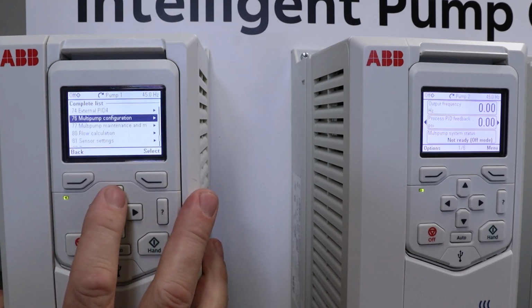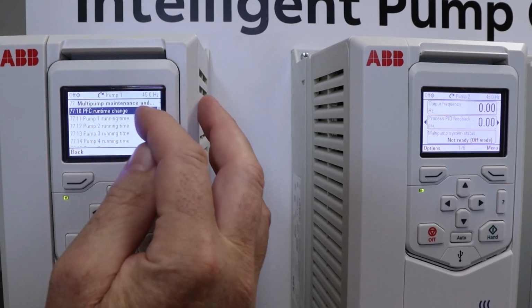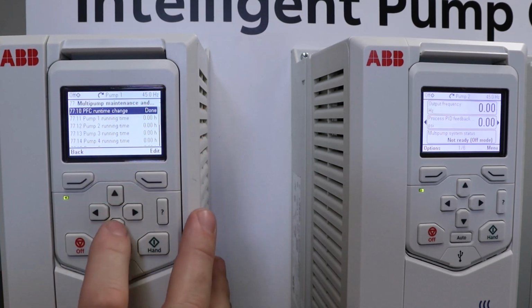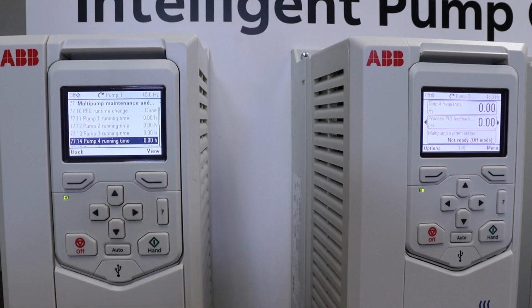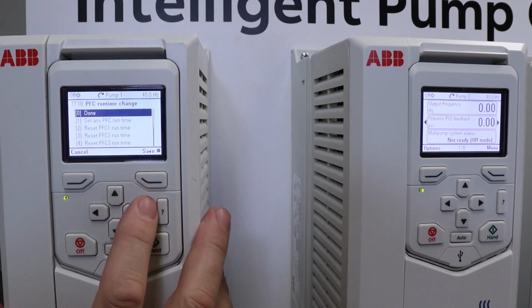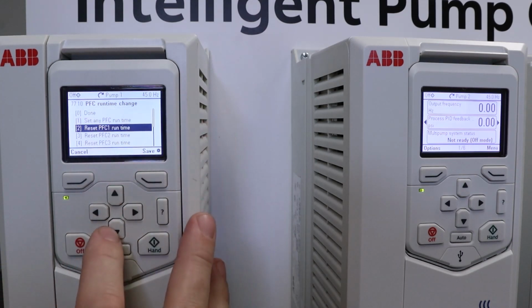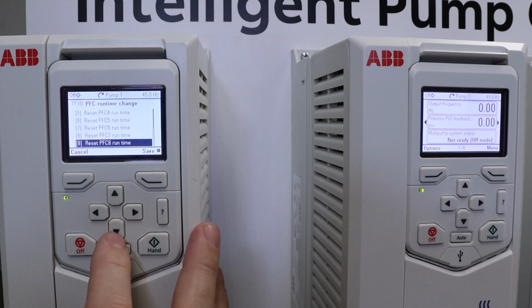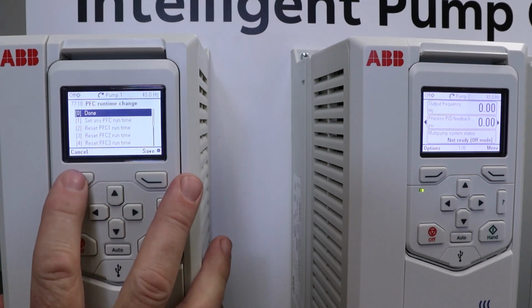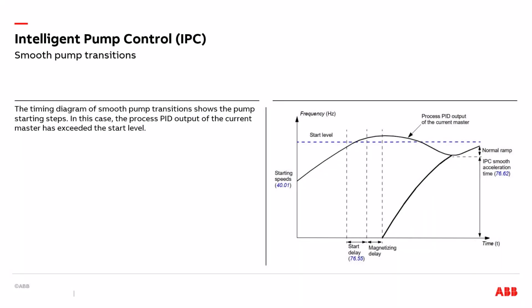I can back up, and I can look at multi-pump motor maintenance here. Now we have our running time on each individual motor, and we can reset running times. So if you've changed your motor out or changed your pump out, you can reset your running times here. You can set any running time you want, and you can reset individual running times here. So up to your 8 pumps can be reset here. That's multi-pump maintenance.